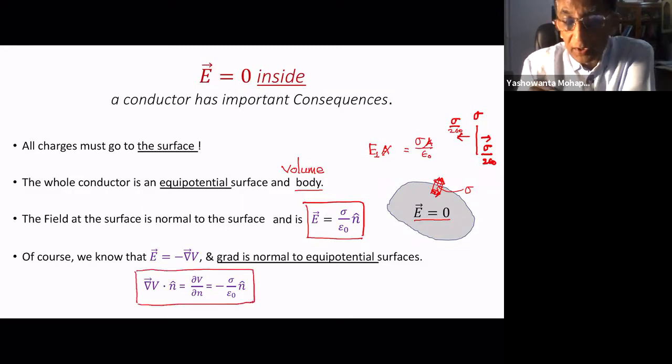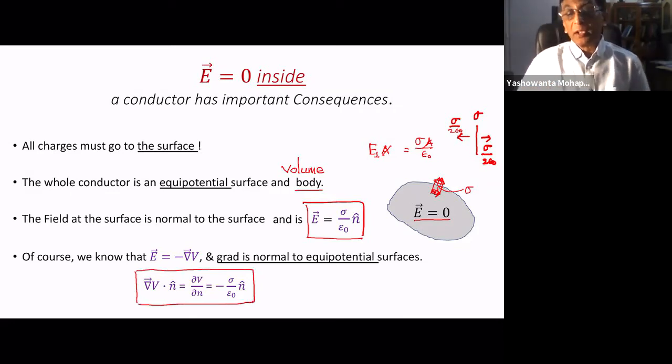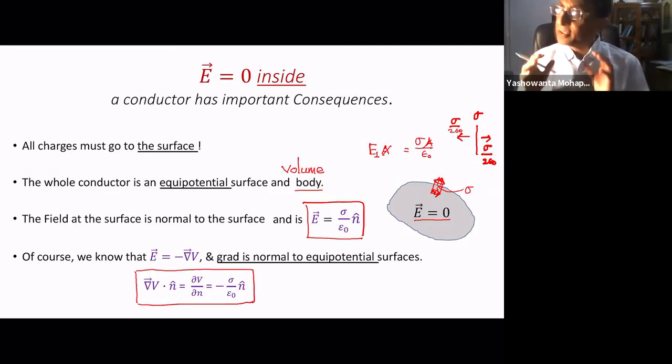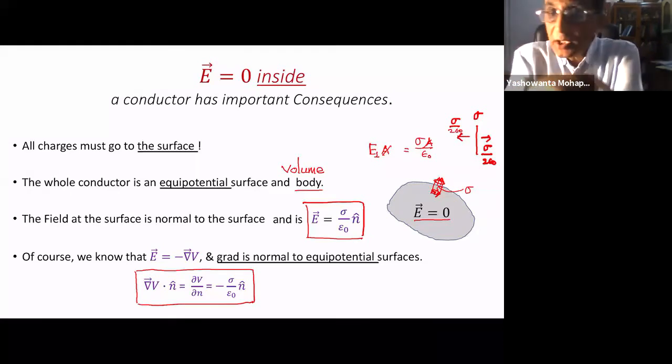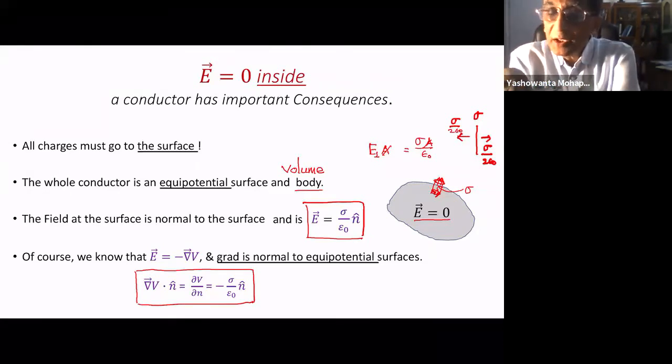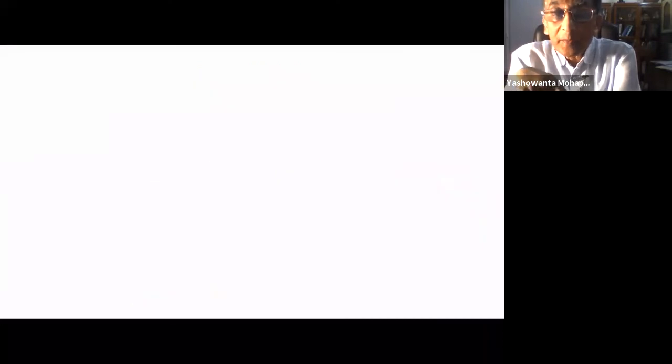The potential. Okay, so E is equal to 0 inside ensures that charges go to the surface. The charge density gives you an electric field just outside the surface, which is sigma by epsilon naught in the normal direction everywhere, delta V by n. So these are the most important consequences for a conductor.